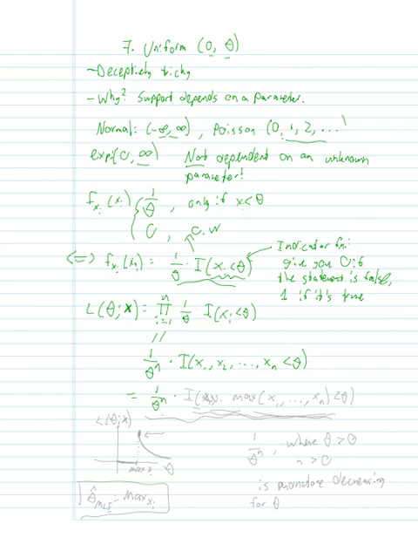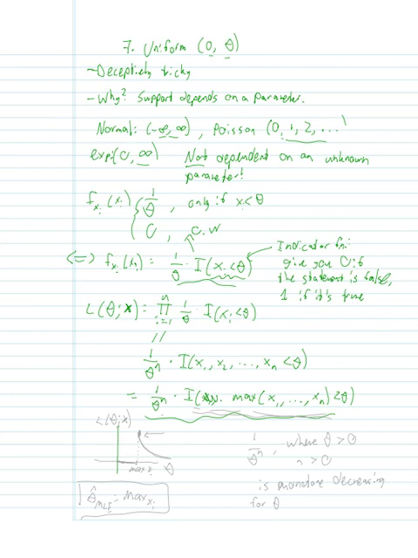Which is equivalent to the maximum of x1 to xn being less than theta, right? Because if the maximum value of x1 up to xn is less than theta, then clearly all of them must be less than theta.